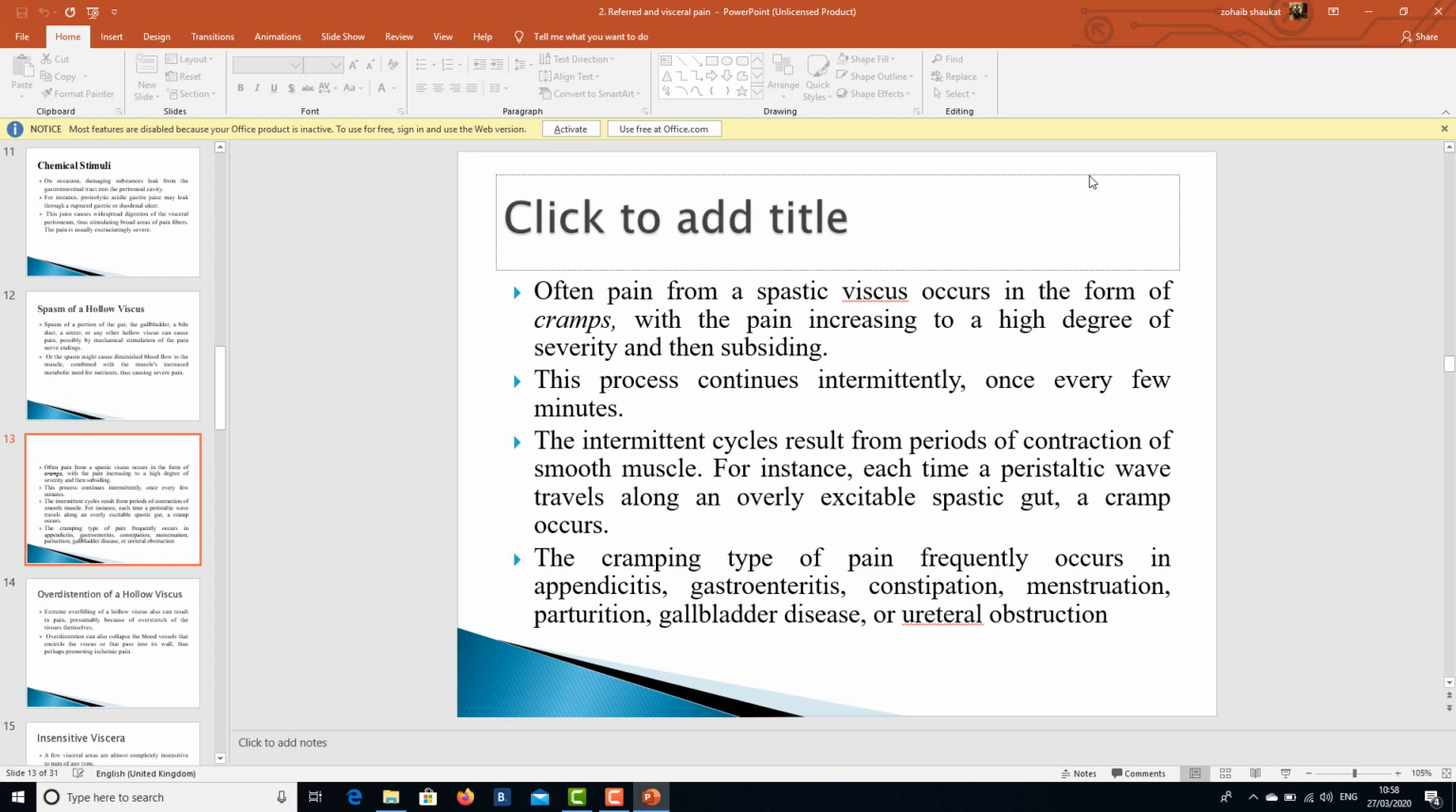Now this process continues intermittently once every few minutes. The intermittent cycles result from periods of contraction of smooth muscle. For instance, each time a peristaltic wave travels along an overly excitable spastic gut, a cramp occurs. The cramping type of pain frequently occurs in conditions like appendicitis, gastroenteritis, constipation, menstruation, parturition, that is delivery of a baby, gallbladder disease, or ureteral obstruction.